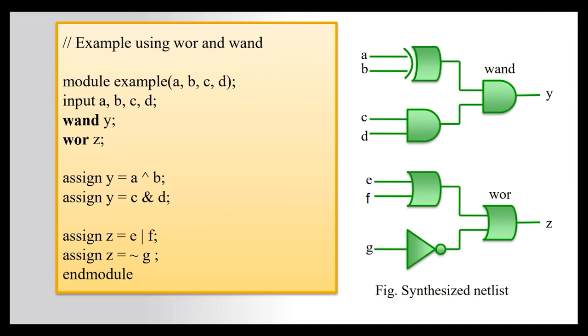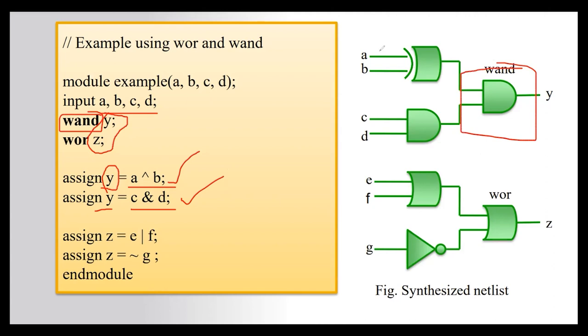Here, suppose A, B, C, D are the inputs, and the wand variables are automatically taken as wires. Y equals A XOR B, and again Y equals C and D. If you don't use wand and put the output directly, it will generate two different gates, an XOR gate and an AND gate. But here we have taken wand for Y, so for Y it will automatically generate an AND gate. No need to write separate code; it will automatically assign to Y.